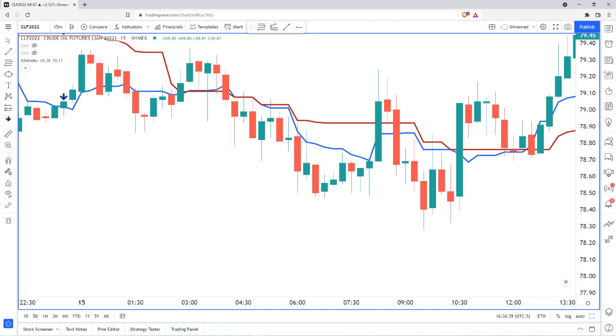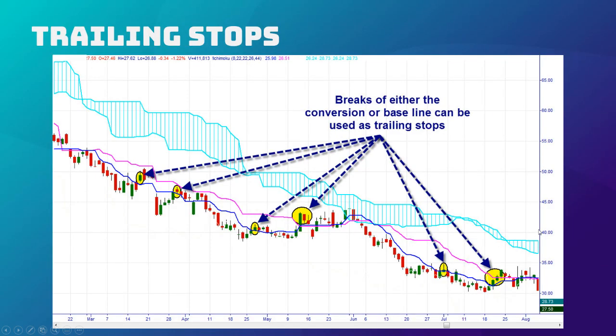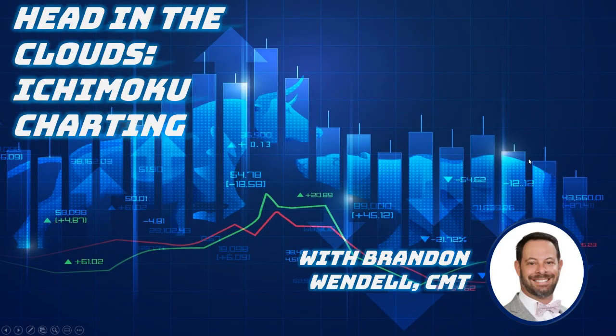This will take a lot of practice, obviously. If something is brand new to you, it's going to take some time to get used to all this. But if you have any questions, let me know. That's kind of my wrap up there. That was my intro to Ichimoku Cloud charting with a bit of demonstrations. Like I said, you can use this on any security, any time frame you feel comfortable with.